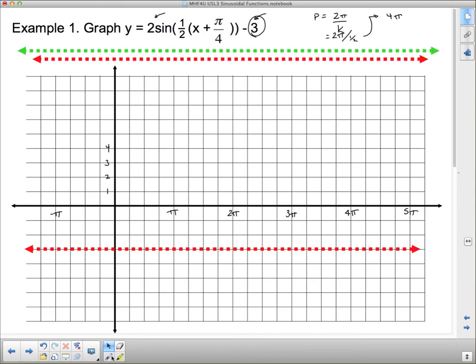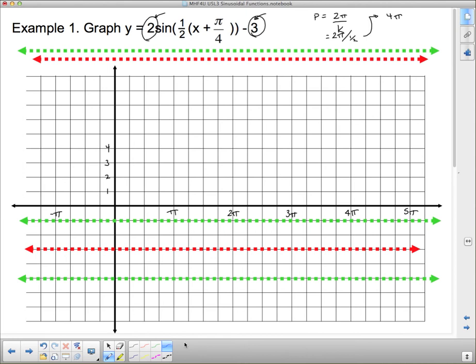This thing has an amplitude of 2. That means that it goes 2 above the midline, 2 below the midline. That's what this green line's here for. I'm going to put that up here at 2 above the midline, and I'm going to put this one at 2 below the midline. And so now I know that my sine has to go back and forth between those two green lines. Let's graph this in blue.